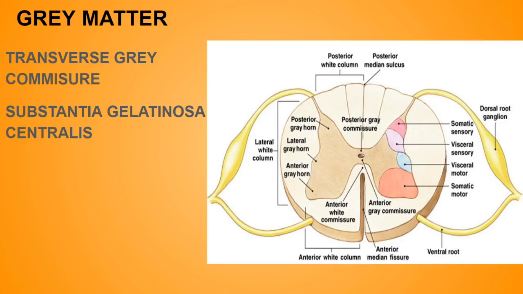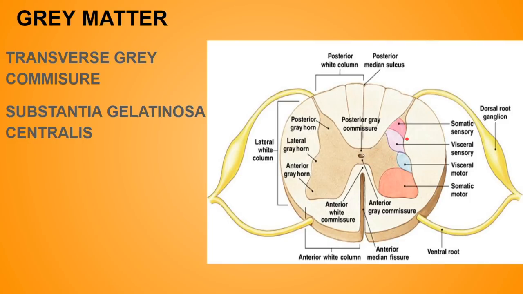And remember, it is divided into symmetrical right and left comma-shaped masses, which are connected across the midline by a structure known as the transverse grey commissure. What is the transverse grey commissure? It actually connects this right and left structure together and divides them also. So this is the anterior and this is the posterior grey commissure. We actually connect these two commas, or these two structures of the grey matter.